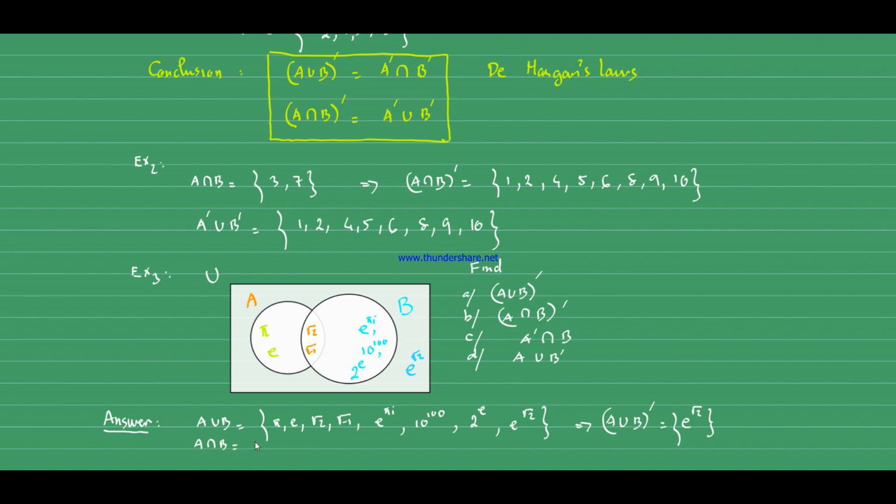Then we find A intersect B. A intersect B is also pretty obvious. It's right over here: square root of 2 and square root of -1. And from here we can get A intersect B complement, which is everything except for this. So it will be pi, e, e to the pi i, 10 to the 100, 2 to the e, and e to the square root of 2. There you go. Pretty easy, huh?